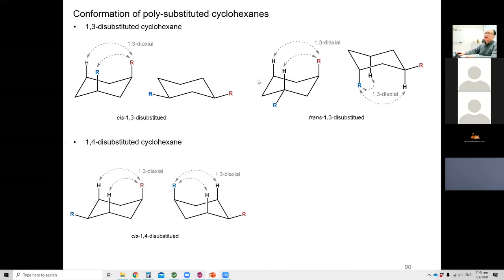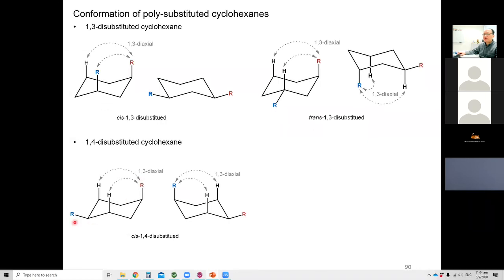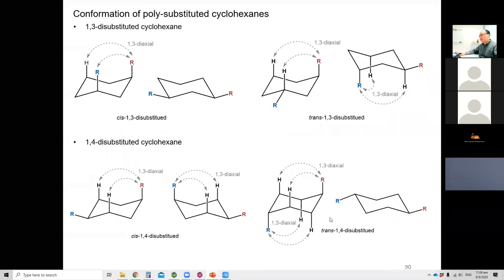The same method of analysis applies. So you have cis-1,4. You have one R in the axial position and another R equatorial. They are both pointing up. So the 1,3 diaxial is this one. If you put the blue one up, it's 1,3 diaxial with the blue one. So again, which one is the majority of the mixture depends on the relative size of the red R and the blue R. Now the 1,4 trans position.